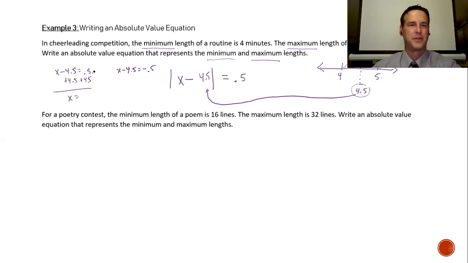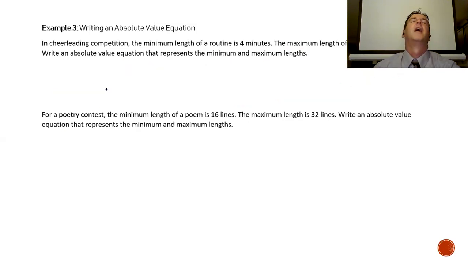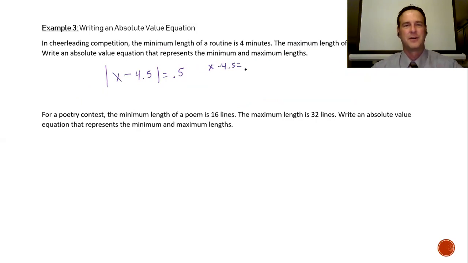Okay, I'm going to put a little 0 so I can fix that. See if I can fix it without erasing the whole stupid thing. Darn it. Okay, here's what I had: x minus 4.5 equals a half. Sorry guys, you'll have to rewind it if you want to write it down.